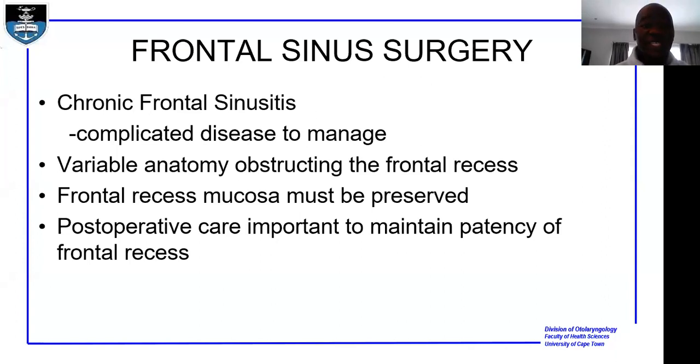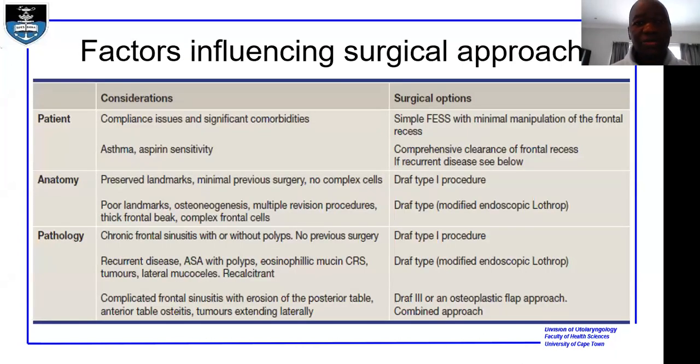So in terms of the surgery, this is a complicated disease to manage, chronic frontal sinusitis, because of the variable anatomy, as we have seen, which obstructs the frontal recess. However, the principle is that the frontal recess mucosa must be preserved, and postoperative care is very important so that we maintain the patency of the frontal recess. Otherwise, you get the patient coming again with obstruction and subsequent frontal sinus pathology.